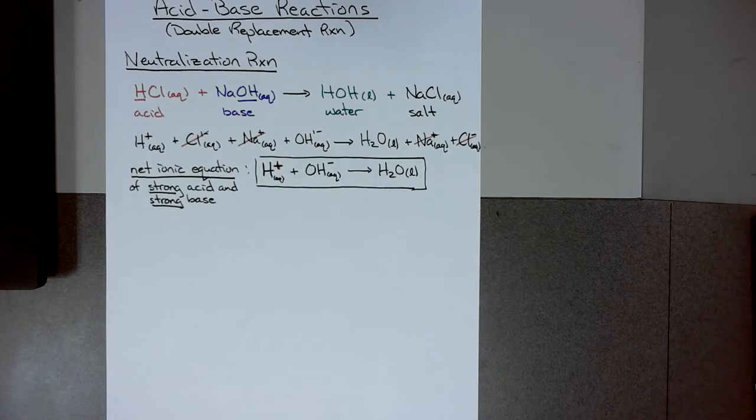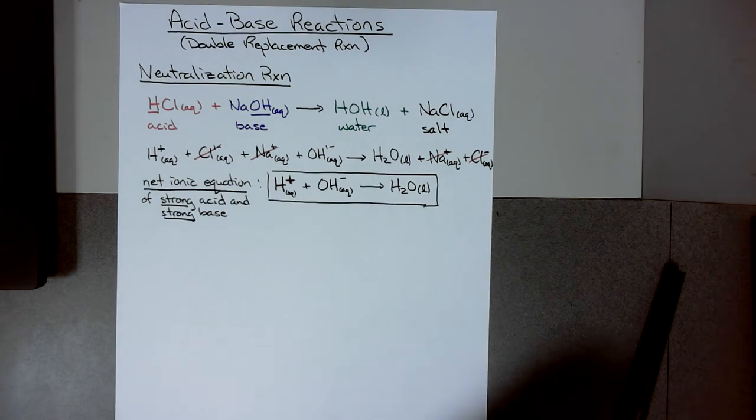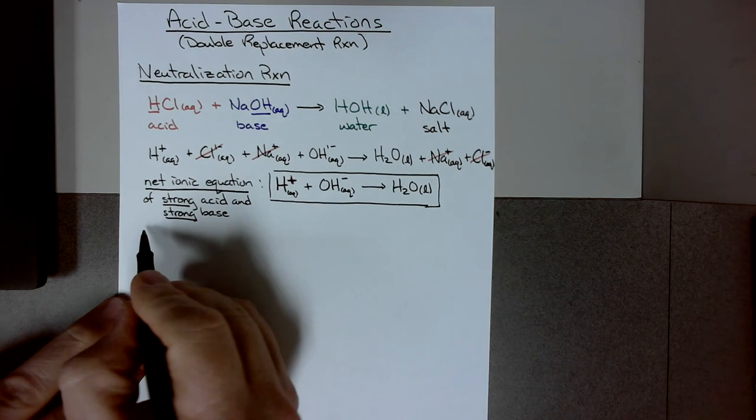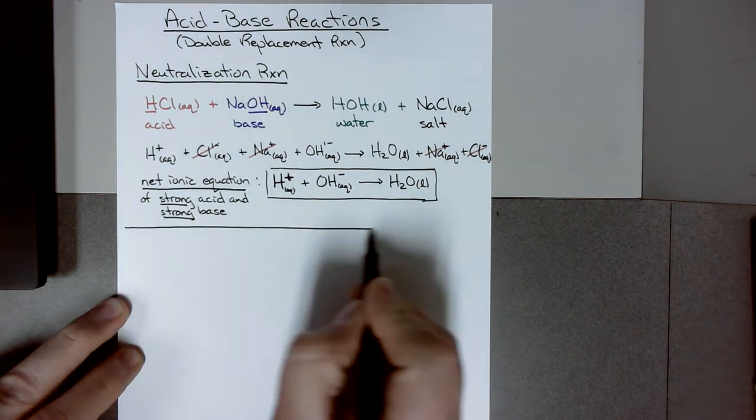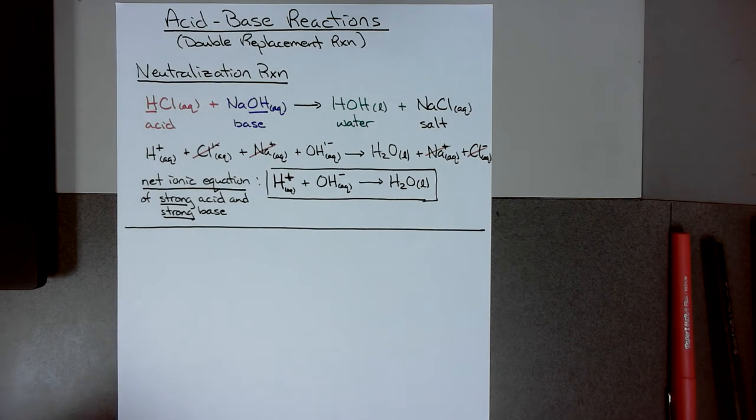Now, let's talk about some properties of acids and bases, and then we'll talk about what is a strong acid and base, and what category of acids and bases we're looking at here. So, real quick, properties of acids and bases.